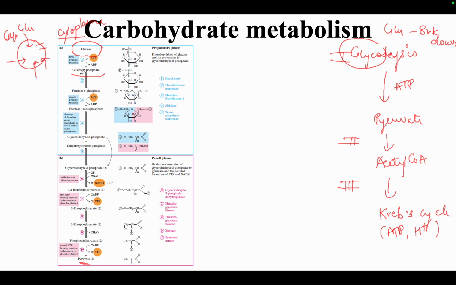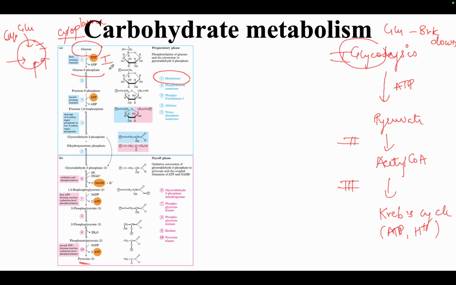Once this commitment step occurs, where glucose is converted to glucose 6-phosphate, the glycolysis will begin. This first step is very crucial, and we have the enzyme hexokinase. This is a kinase enzyme, that is, it is transferring the phosphate group. One ATP is utilized here.